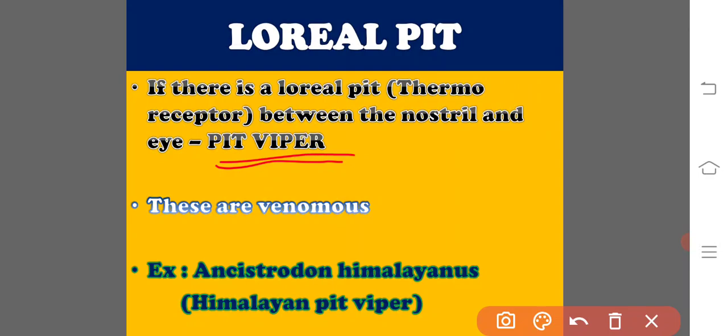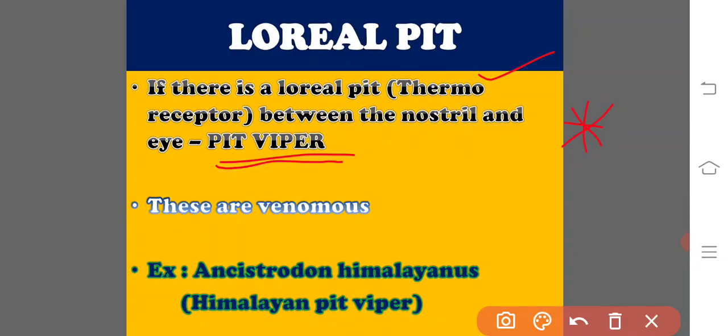This loreal pit acts like a thermoreceptor, a very important bit. Why? Because reptiles, all of them, are poikilotherms, and most of them are carnivores. Their prey are mostly aves and mammals. Aves and mammals are homeotherms, whereas the snakes are poikilotherms.